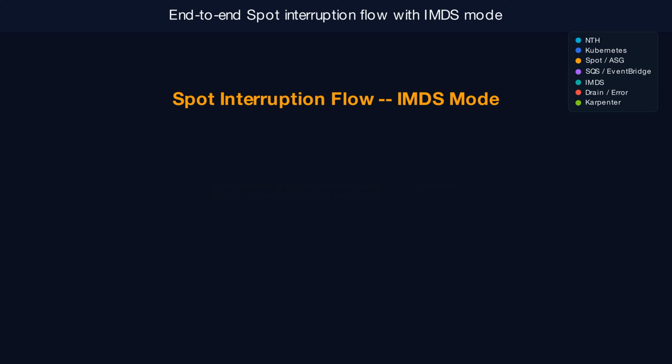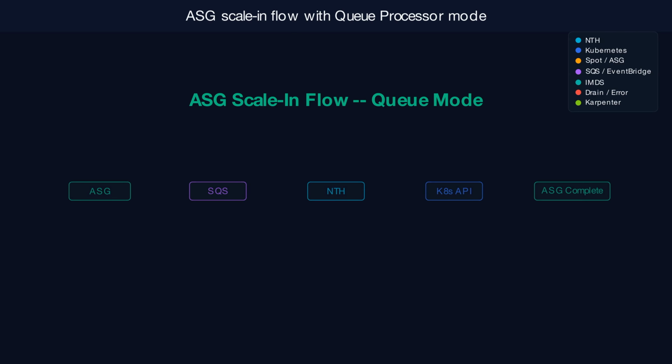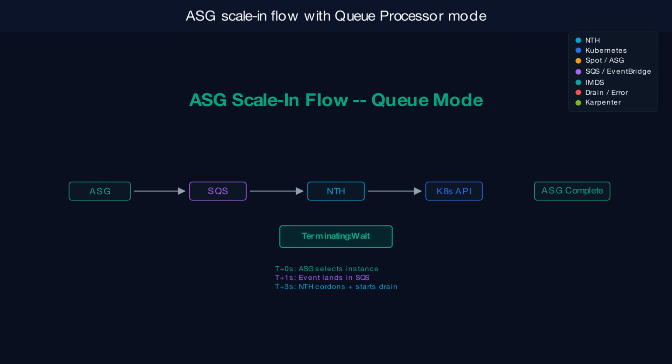Now let us trace an ASG scale-in event using queue processor mode. Imagine a 20-node self-managed group with lifecycle hooks, SQS, and EventBridge configured. At time 0, the auto-scaling group selects an instance for termination and puts it into a lifecycle wait state. Within 1 second, the termination event lands in the SQS queue. NTH picks up the message, identifies the EC2 instance, maps it to a Kubernetes node, and cordons it. Drain begins. But here is the power of queue mode.